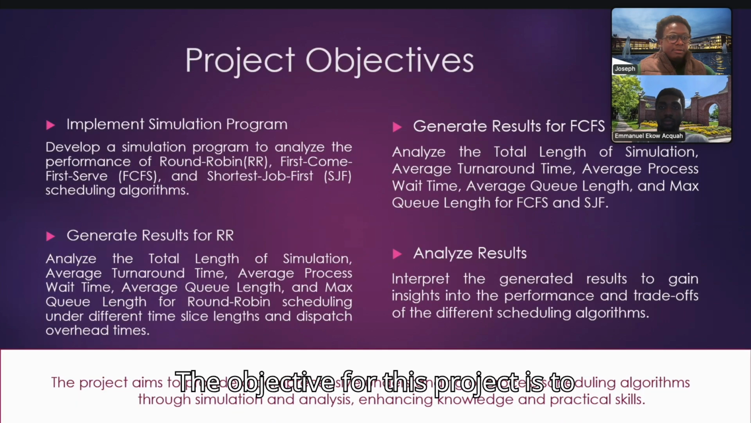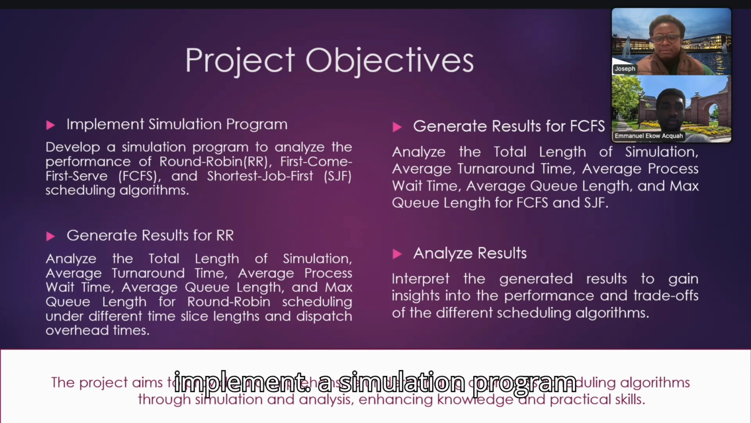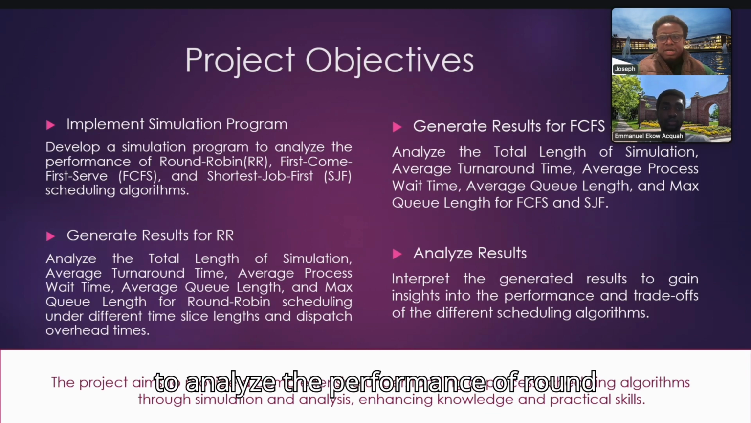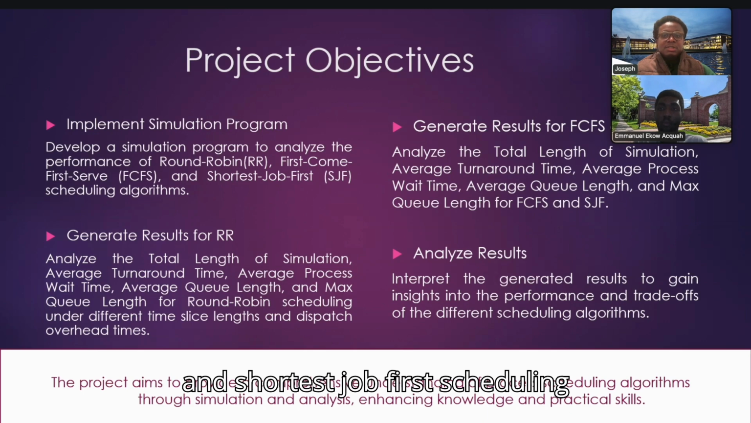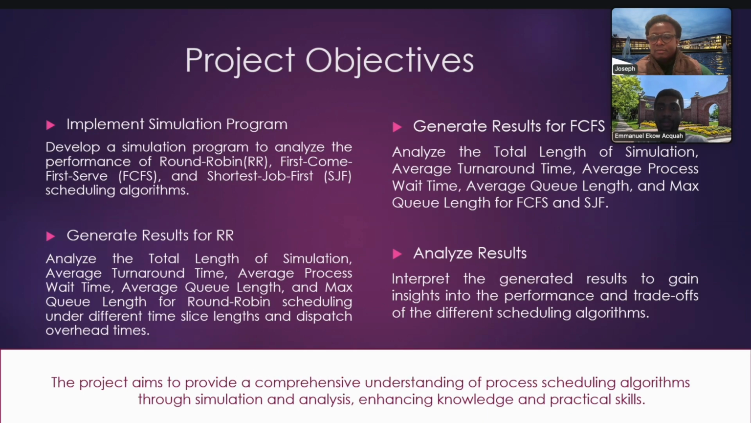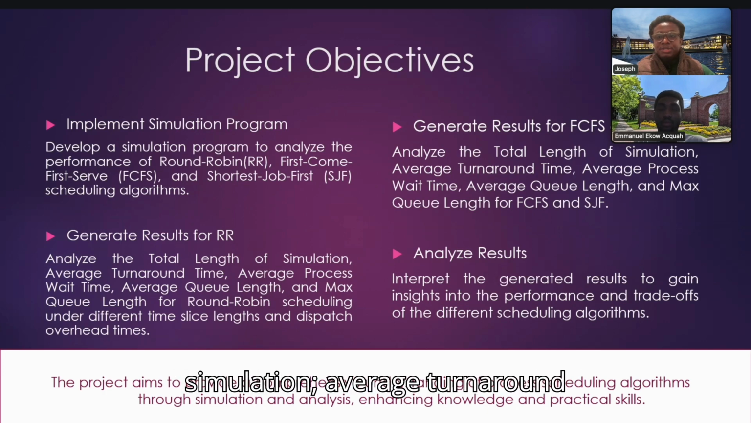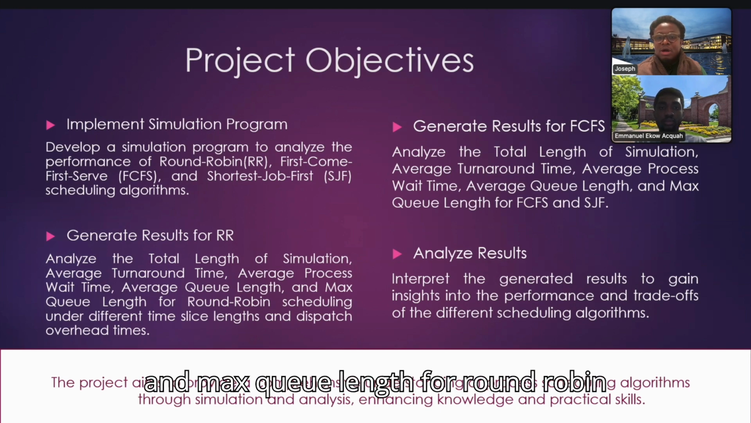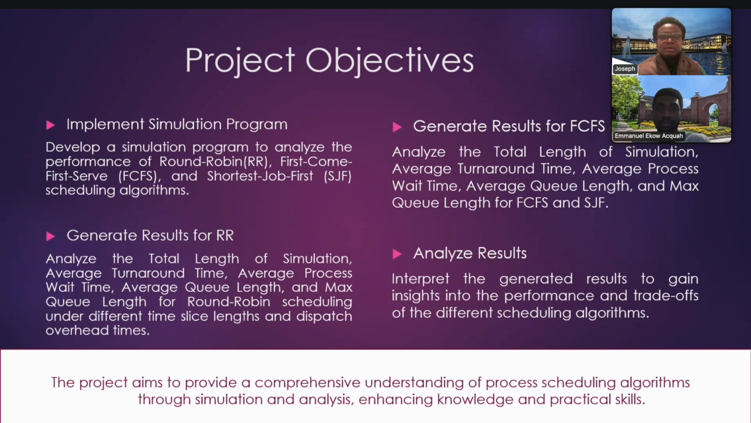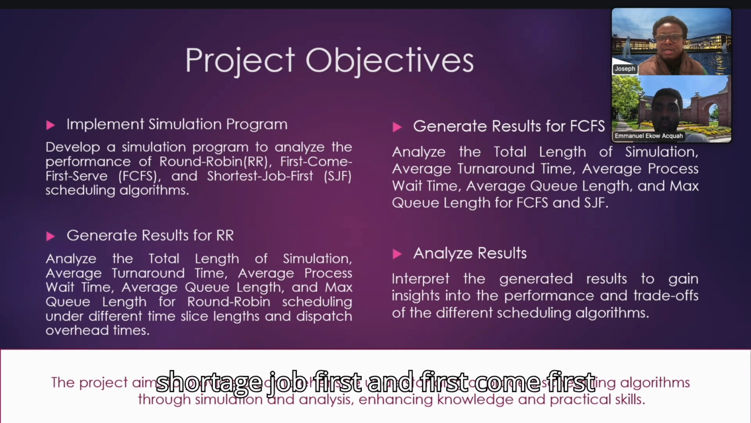The objective for this project is to implement a simulation program to analyze the performance of round robin, first come first serve, and shortest job first scheduling algorithms. We will analyze the total length of simulation, average turnaround times, average process wait time, average queue length, and max queue length for round robin scheduling algorithm, shortest job first, and first come first serve.